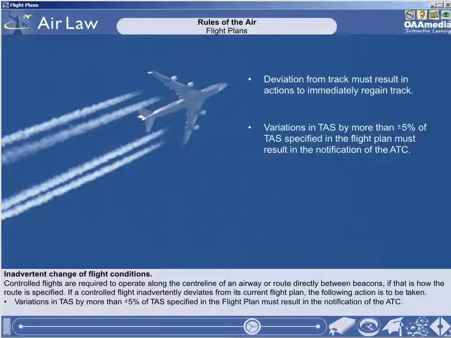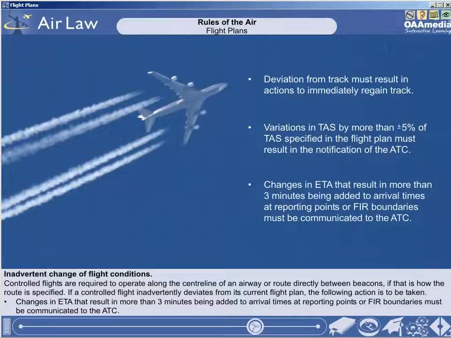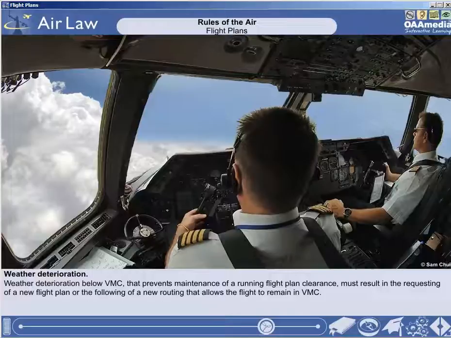Variation in TAS by more than ±5% of TAS specified in the flight plan must result in the notification of the ATC. Changes in ETA that result in more than 3 minutes being added to arrival times at reporting points or FIR boundaries must be communicated to the ATC. Weather deterioration below VMC that prevents maintenance of a current flight plan clearance must result in the requesting of a new flight plan or the following of a new routing that allows accommodation of the new VFR flight conditions.